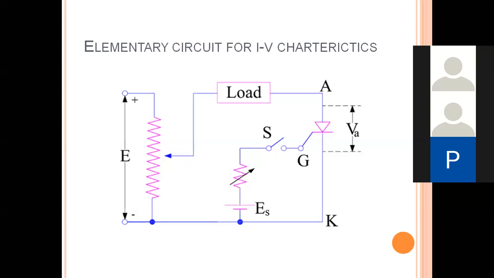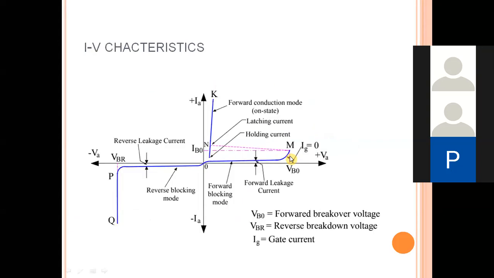In the case of the anode and cathode, if gate current is not provided, then we simply increase the forward voltage, and at a particular point, the forward breakover voltage point, the device comes to conduction. Is it clear with this? So the modes of operation are going to be the forward blocking mode, forward conducting mode, reverse blocking mode, and reverse conducting mode.